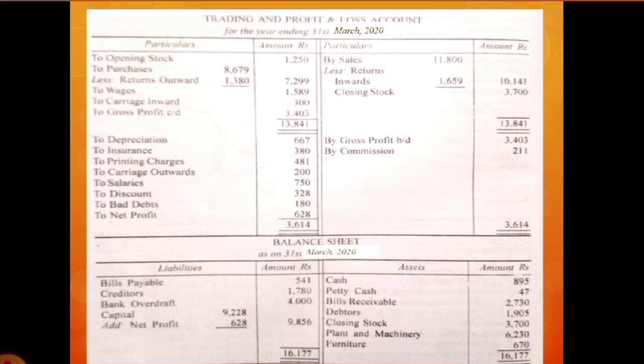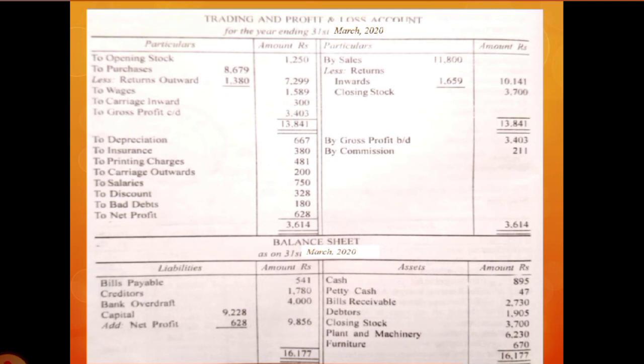Now the same procedure we used to find the gross profit will be used to find the net profit. We take the totals of both sides of the profit and loss account. In this case again, the credit side total is greater, 3,614. That same total we write on both sides, on the debit side as well, and the balance, the difference between the credit side total and the debit side total, will be called the net profit. So by net profit the amount comes to rupees 628.